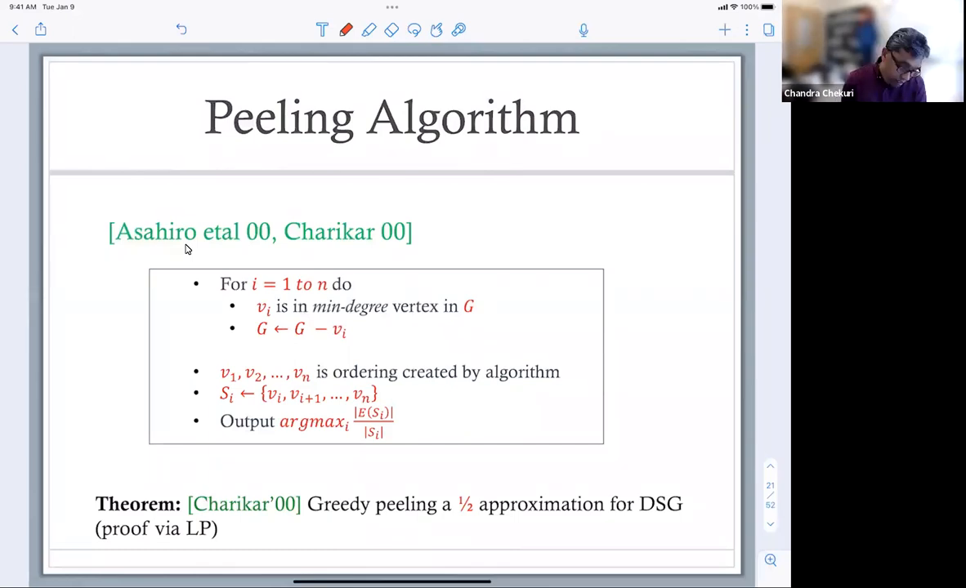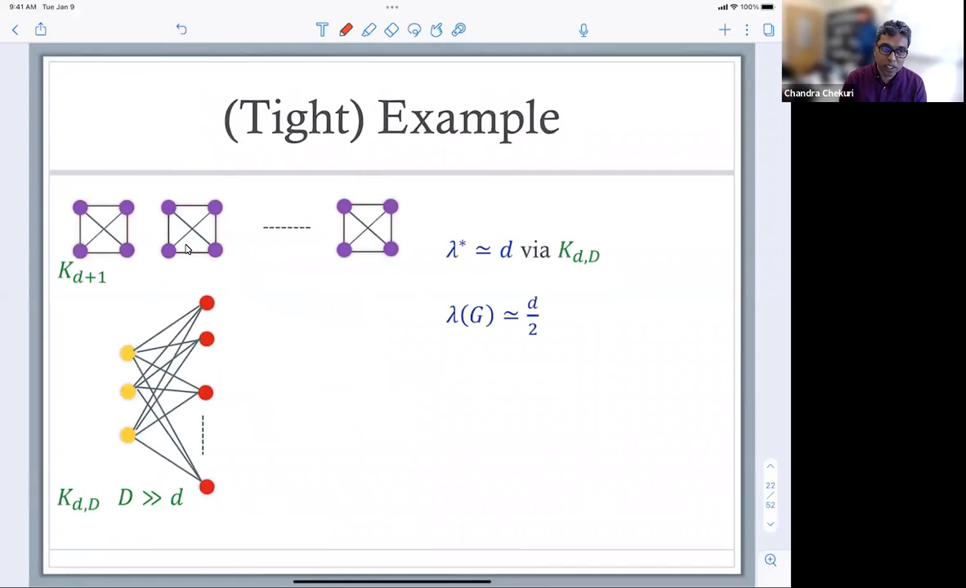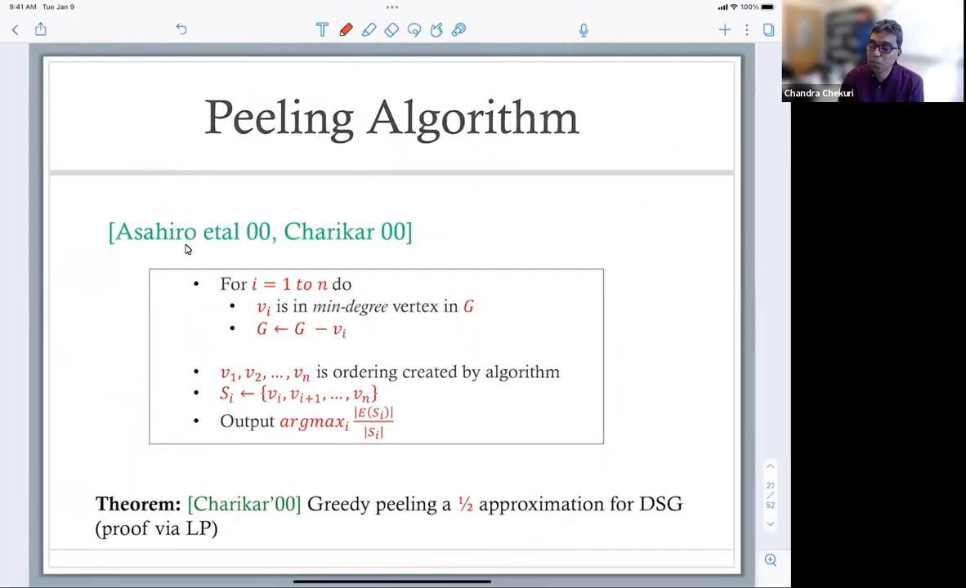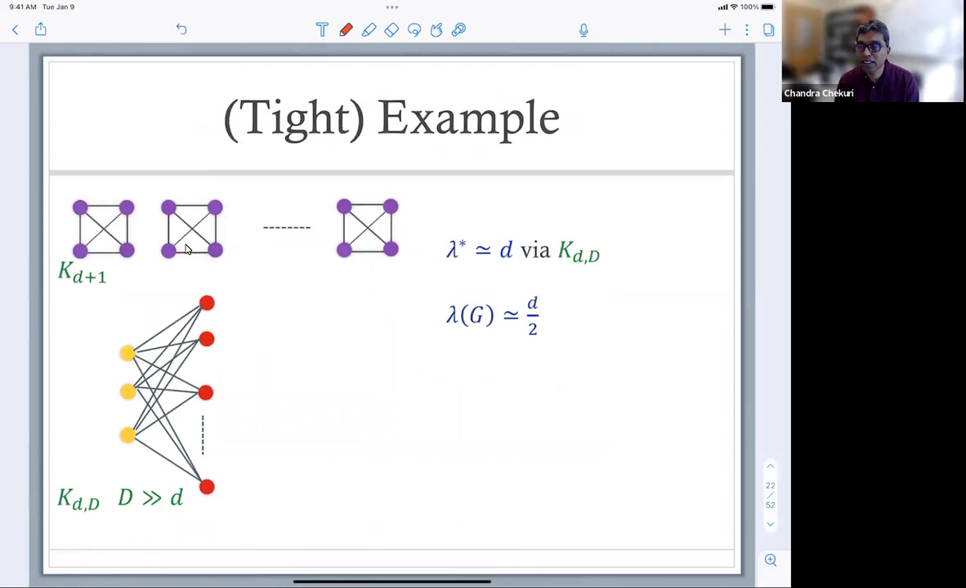Is the algorithm clear? So here is maybe an example to show this. What did he prove? Chekuri proved that this is a half approximation for densest subgraph. Because it's such a simple algorithm, it's very fast. And here is a nice example showing why the half is tight: you can't get better than half with this algorithm.